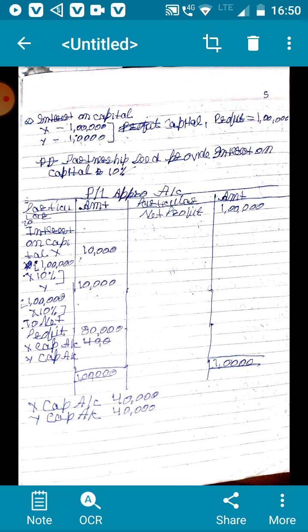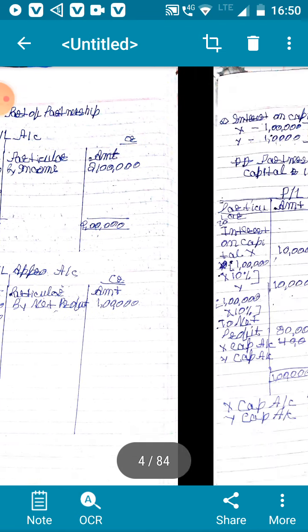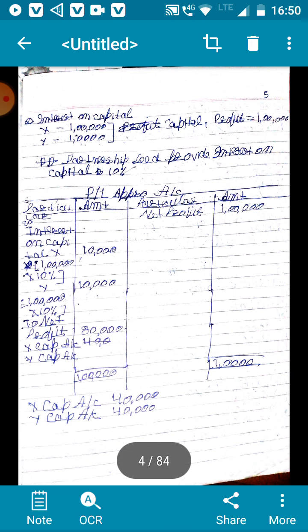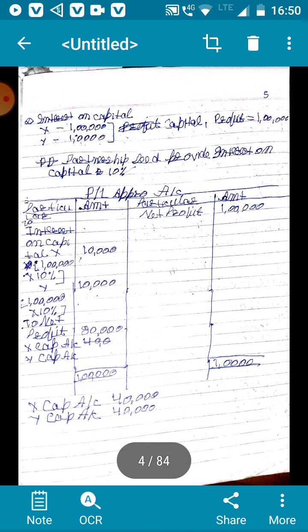Now, profit and loss appropriation account. Particulars, amount, it is the format. Here we will write the debit side and here we will write the credit side. On the credit side we have to write the net profit. What is the net profit? 1 lakh.